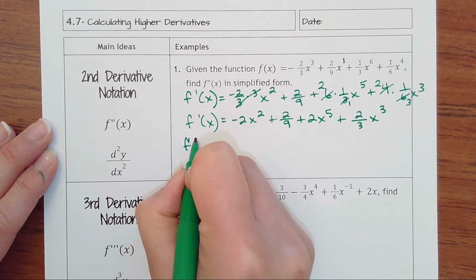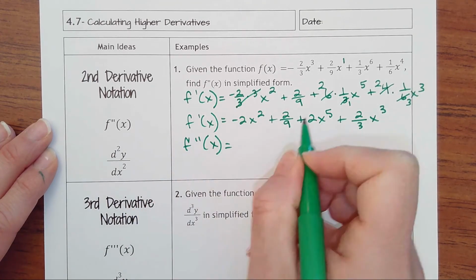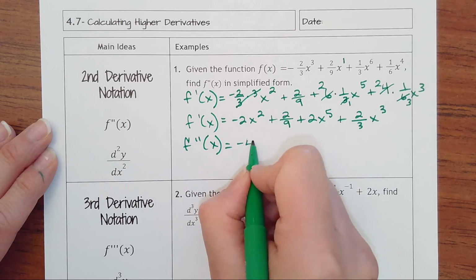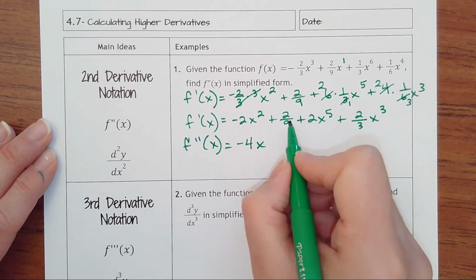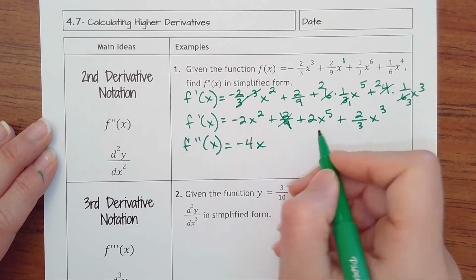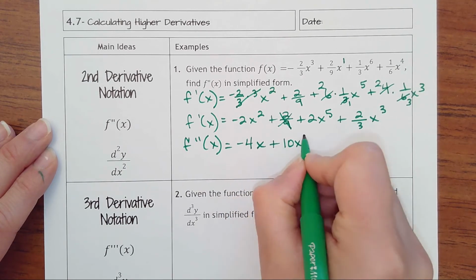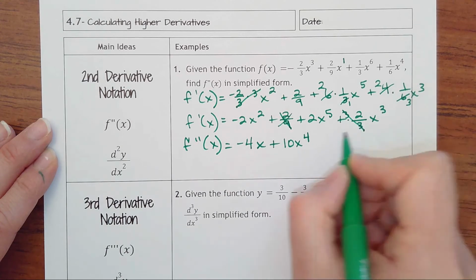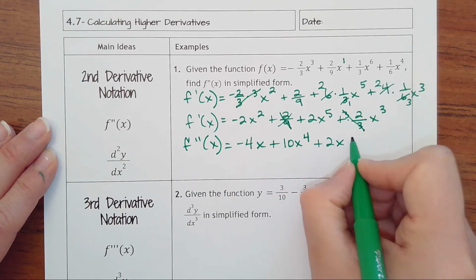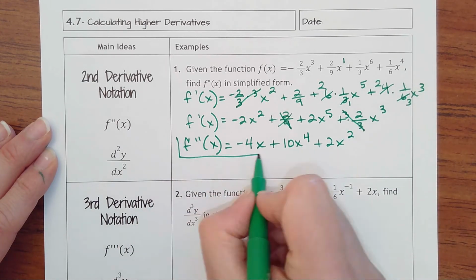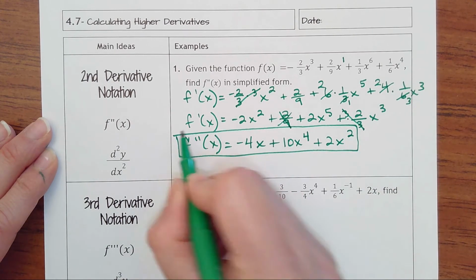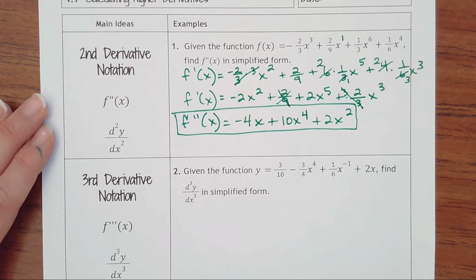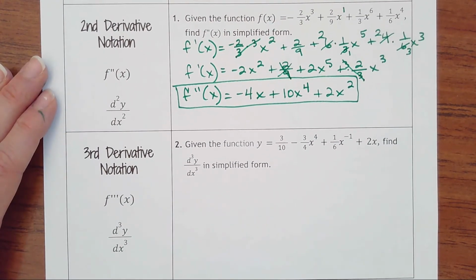Now let's do it again. That's where it gets fun. 2 times -2 is -4, x to the first. The constant would be gone. 2 times 5 is 10, x to the 4th. 2/3 times a 3, the 3's would cancel to give me 2x squared. And if you leave it in this order, that's fine, or if it bugs you, you can put it from highest degree term down to the lowest.